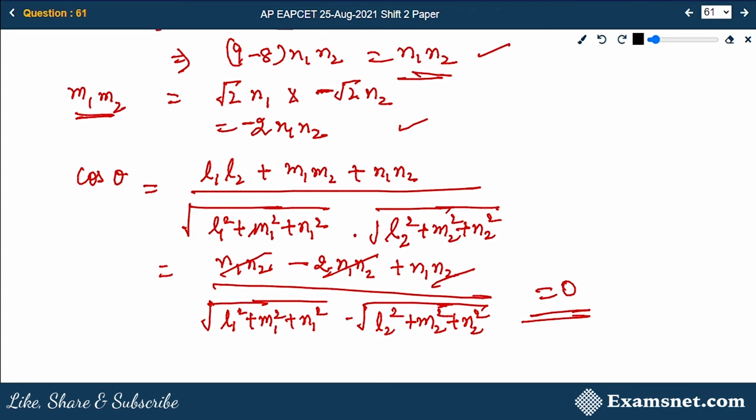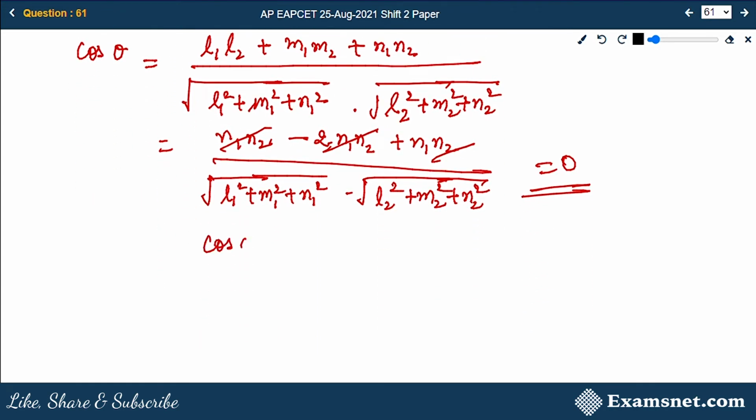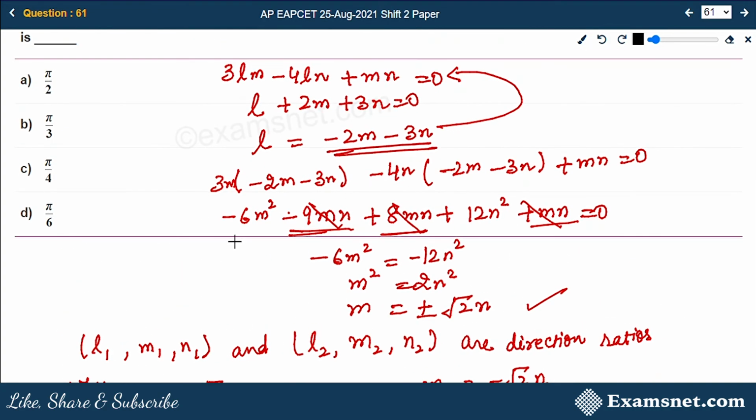And you know, of course, cos theta, if this comes out to be 0, so theta is equal to cos inverse 0, which is equal to pi by 2. So theta is equal to pi by 2 is your answer. Correct option is A, that is pi by 2. Let's start with the next question.